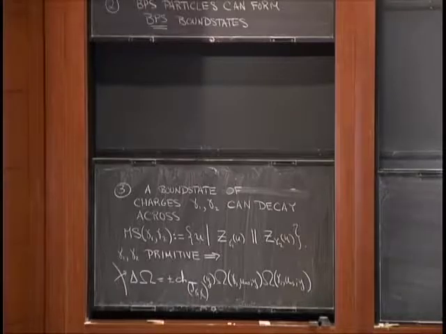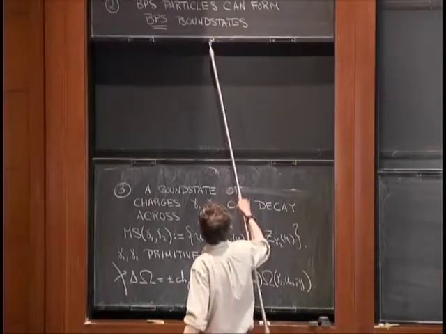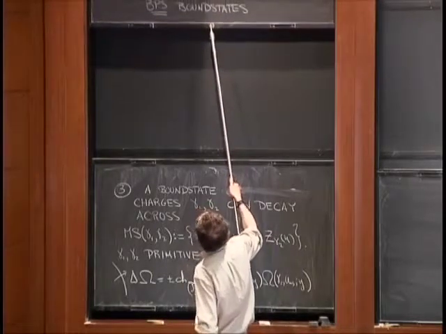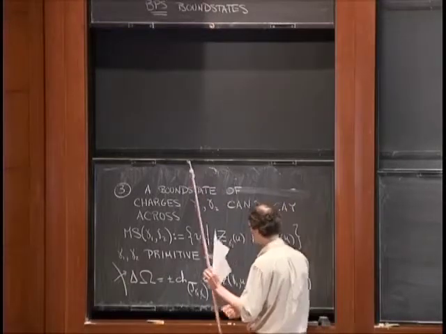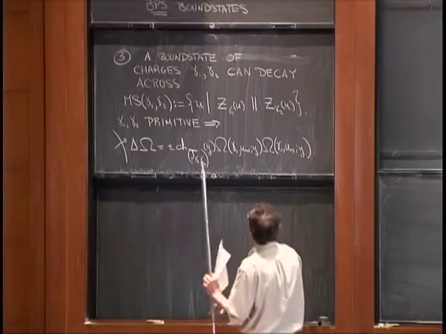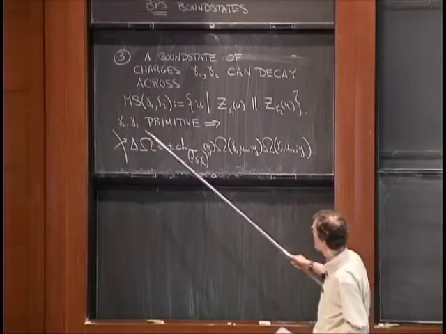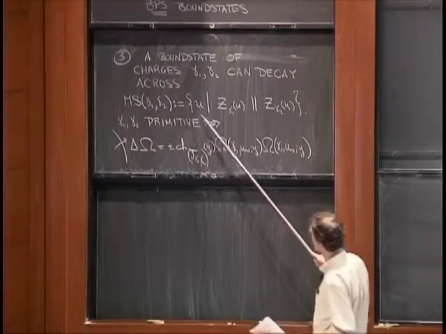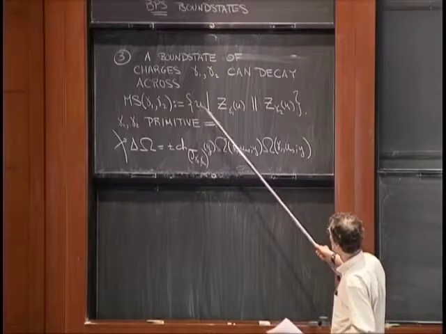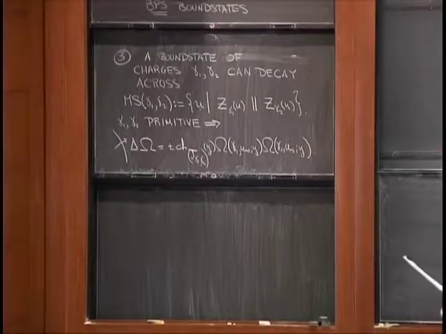Then we went into a nice little physical calculation in the probe approximation, where I showed you that BPS particles can form bound states. In fact, they are BPS bound states. So that's a key physical point: two BPS particles can form a bound state, which is itself BPS. And a bound state of particles of electromagnetic charges gamma 1 and gamma 2 can decay only across walls of marginal stability. Those are, by definition, the points u in the Coulomb branch where the central charge of gamma 1, as a complex number, is parallel to the central charge of gamma 2.